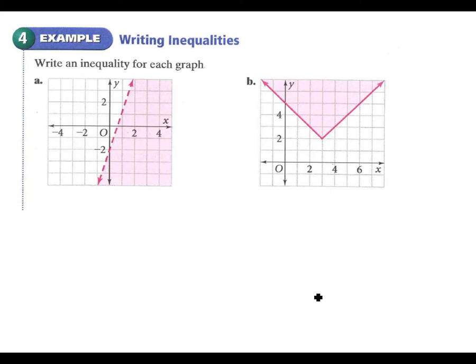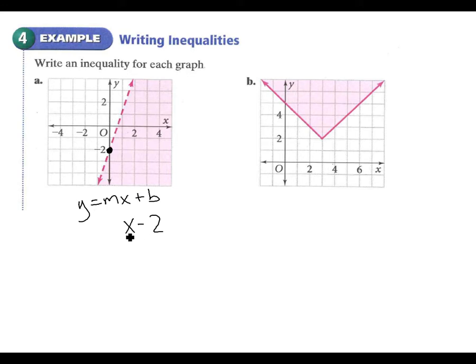All right, last one. We want to take the graph and go backwards and come up with the inequality. So we want to figure these out. So we've got lines and we've got absolute values. So start with the line. Y equals mx plus b is the equation for a line. Let's go ahead and see what we can grab. B is our intercept. It's crossing right there, so b is -2.